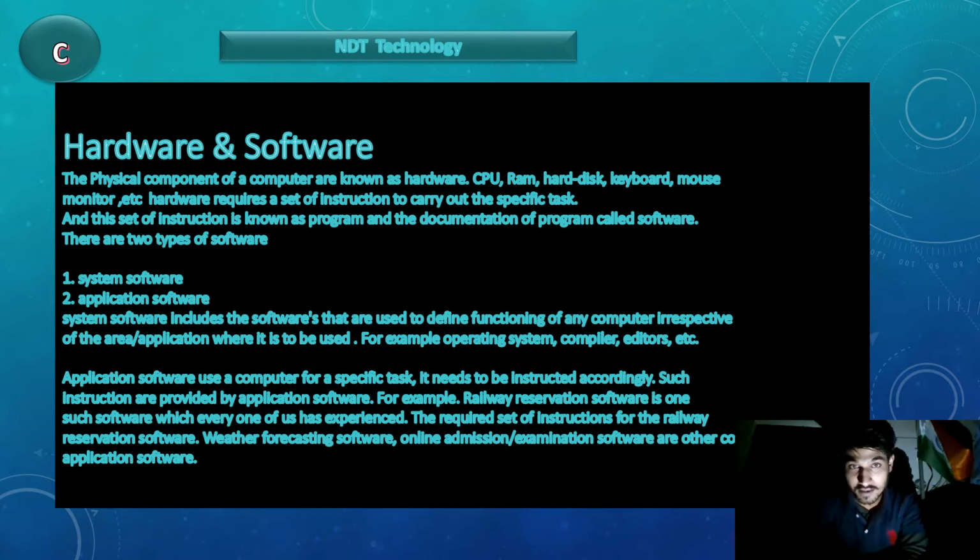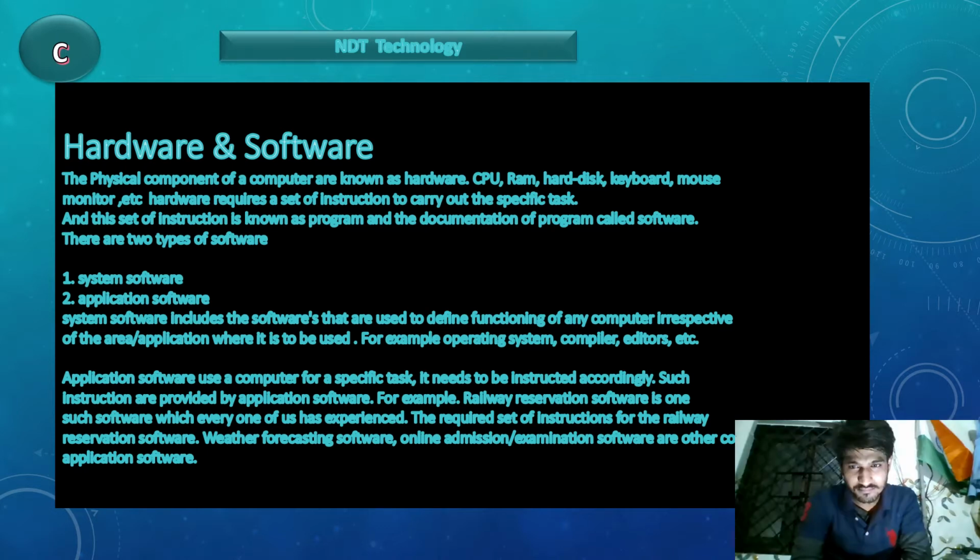Next, I'm going to explain hardware and software. What is hardware and what is software? The physical components of a computer are known as hardware, like CPU, RAM, hard disk, keyboard, mouse, monitor, joystick, etc. Hardware requires a set of instructions to carry out a specific task. This set of instructions is known as a program, and the documentation of a program is called software. There are two types of software: first is system software, second is application software.